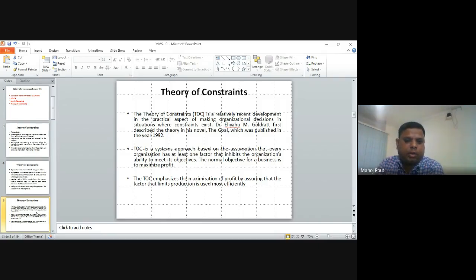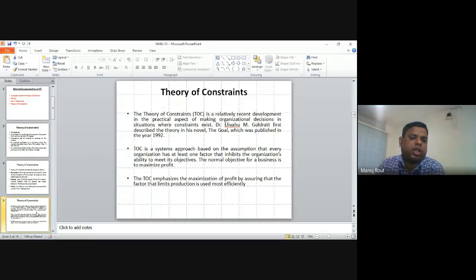In that book, he mentioned that every system is a set of chains, and you have to identify the weakest chain as the constraint, and all the departments and sub-departments should concentrate directly on the weakest chain to make it stronger. If there is a weakest chain in the system, it hampers the production activity as well as the organization's goals. That is the concept behind the theory of constraints.